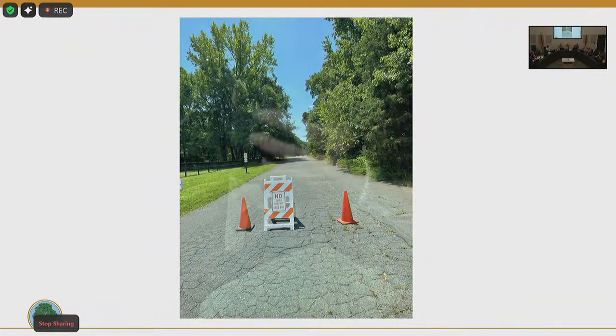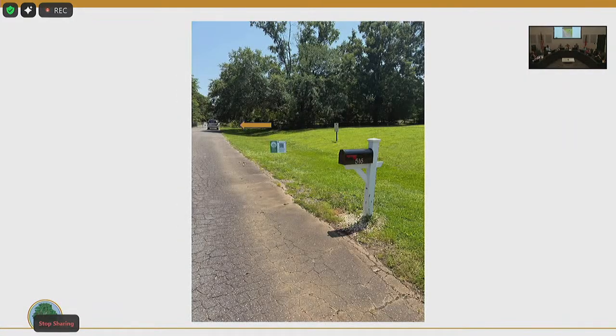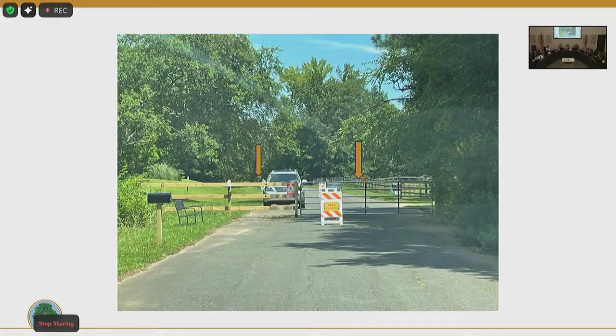This is another photo taken from the intersection of Joe Carr, looking up Pacer Lane. This is a photo in front of 516, once again noting that the sign was posted, as well as in the background you can see the fence going across Pacer Lane. And here's just another photo, once again seeing the fence and gate fully encroaching across Pacer Lane.